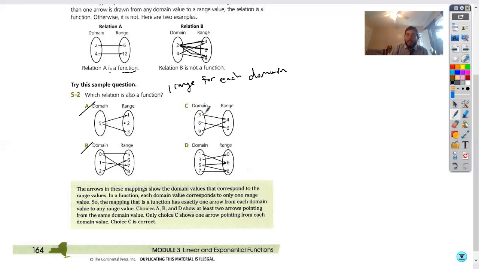If we're looking at C, even though 3 and 9 both point to the same range, each of our domains only has one arrow coming from it, so this is a function. And let's just double check with D. So D, 1 has one arrow, 3 has one arrow, 5, however, has 2 arrows, so it is not a function. So our answer is choice C.